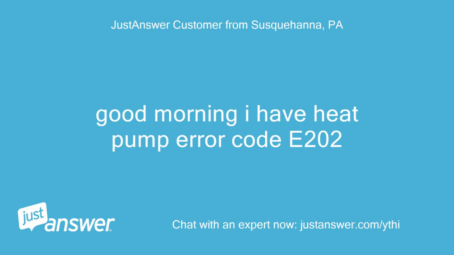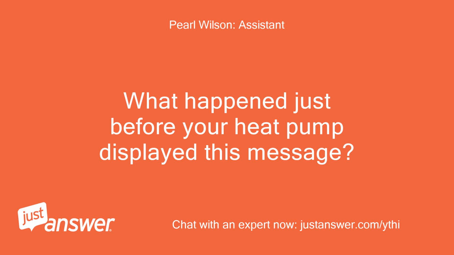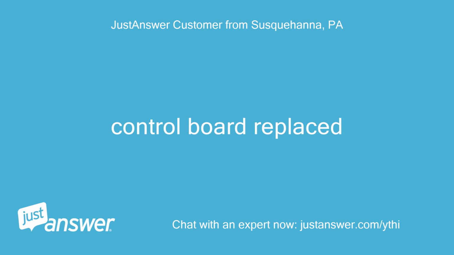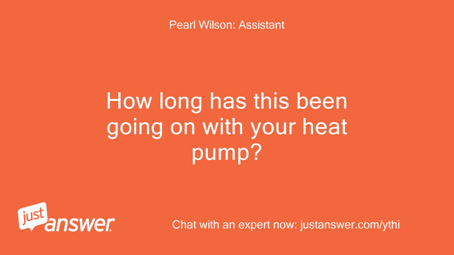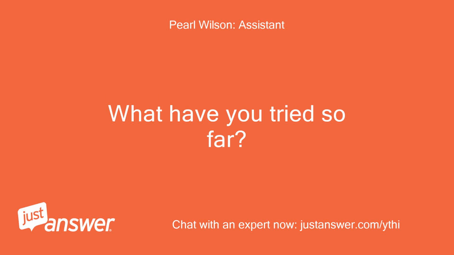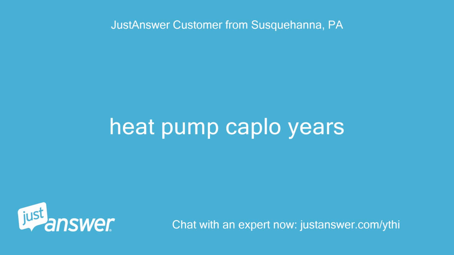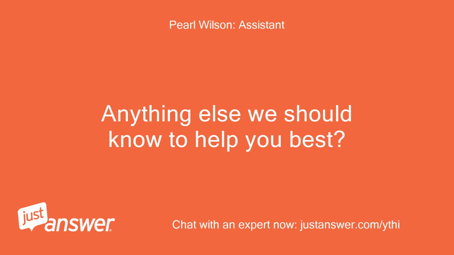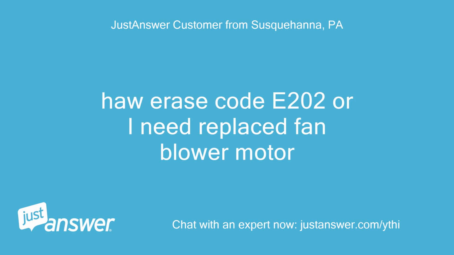Good morning, I have heat pump error code E202. What happened just before your heat pump displayed this message? Control board replaced. How long has this been going on with your heat pump? What have you tried so far? Heat pump cap low, years. Anything else we should know to help you best? Can I erase code E202, or do I need to replace the fan blower motor?